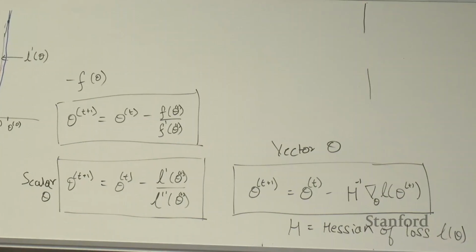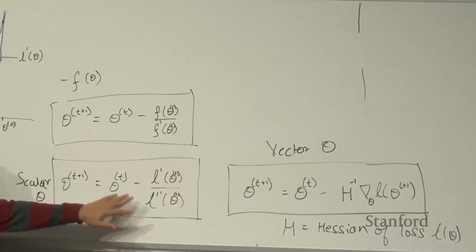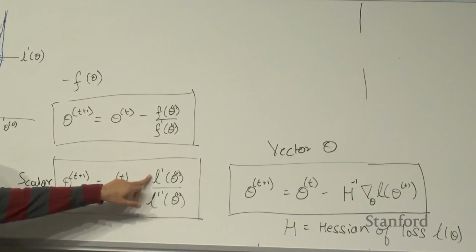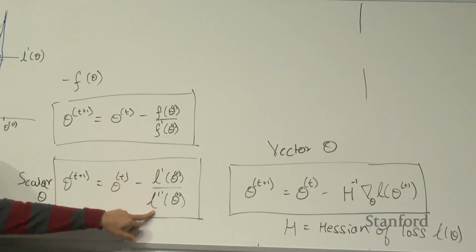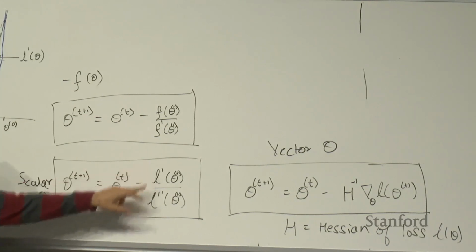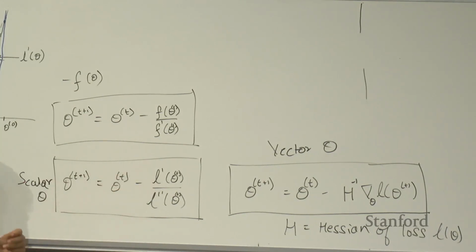Right. So in the scalar case, we would divide the first derivative by the second derivative, but in the vector case, the first derivative is going to be a vector and the second derivative is going to be the Hessian matrix, right? And we cannot divide a vector by a matrix, right? That's not a meaningful operation.